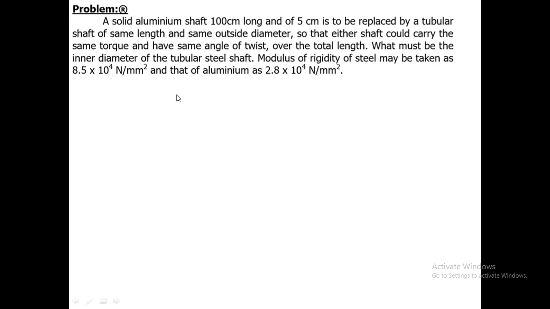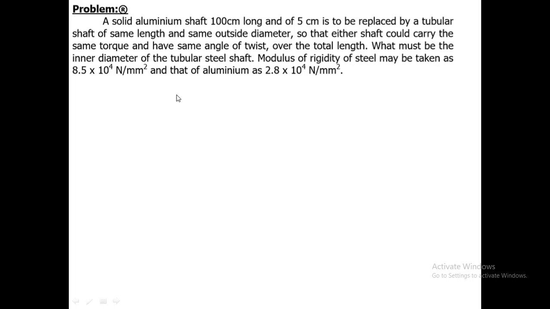So replacing the aluminum shaft with a steel shaft here. The aluminum shaft is a solid shaft, whereas the steel shaft is a hollow, or tubular, shaft. Since different materials are used, the rigidity modulus of these materials will be different.